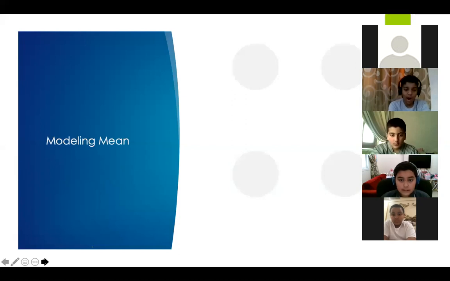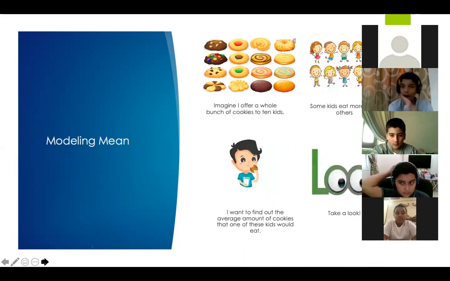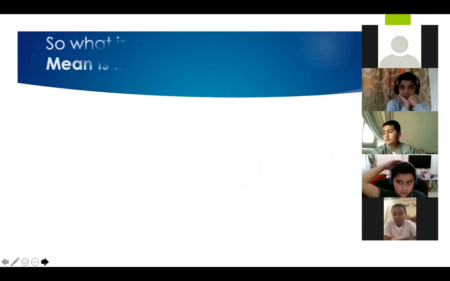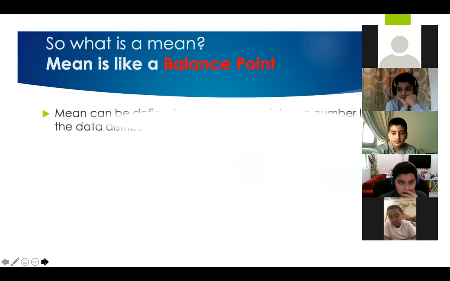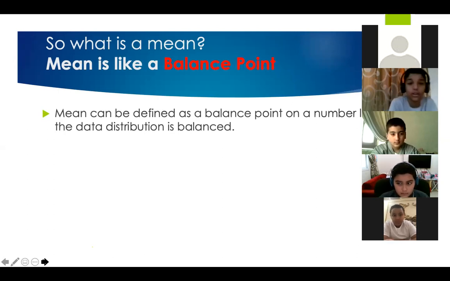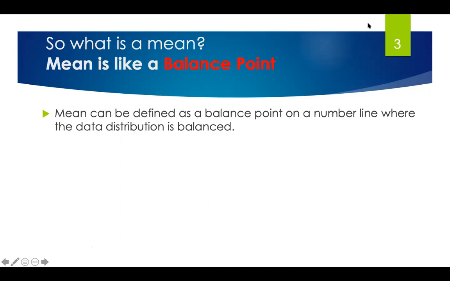What do we mean by mean as a balance? Would you read, please, Ahmed Nabhan? So what is a mean? Mean is like a balance point. Mean can be defined as a balance point on a number line where the data distribution is balanced. So just like when I distribute papers, right? When I give you out papers, the data I have is distributed in a very balanced way.